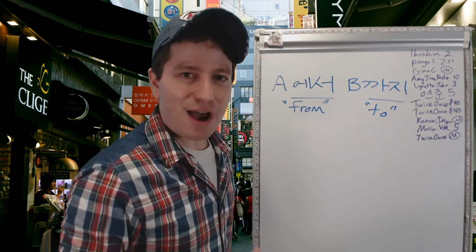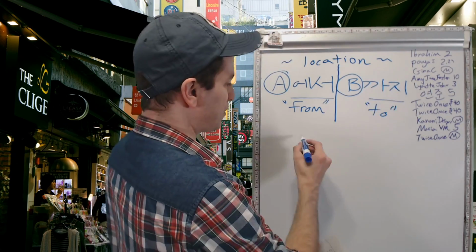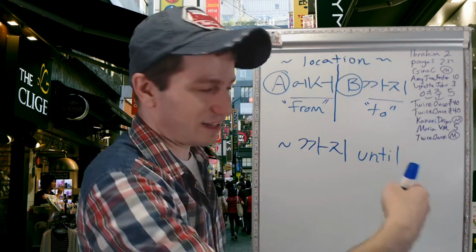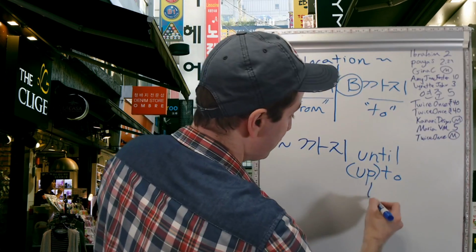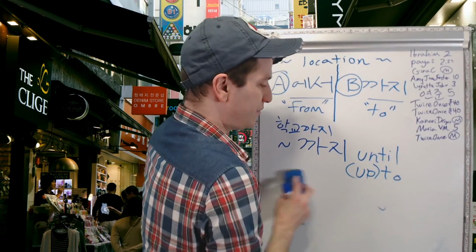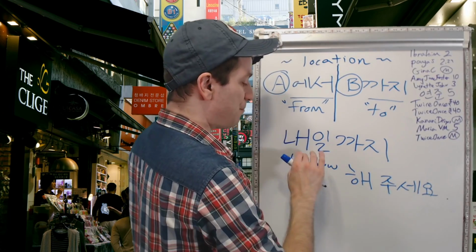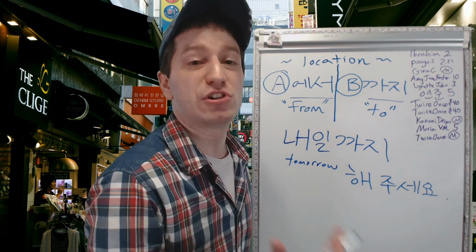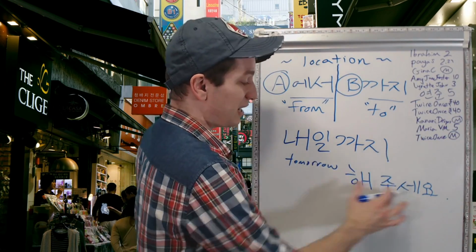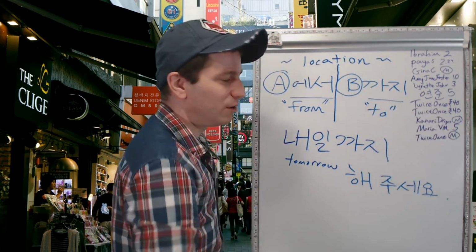So here's how to say from a location to another location. We're first going to talk about 까지. Literally, 까지 means until, as in up to. Or even by. 까지 is going up to a location and then stopping. So let's give you an example with this. 내일까지 해주세요. Please do it by, until, up to tomorrow. 내일까지 해주세요. Please do it by tomorrow. All the way up until tomorrow, do it.